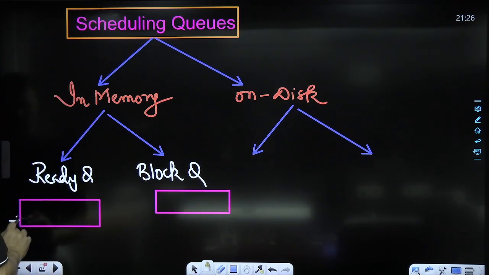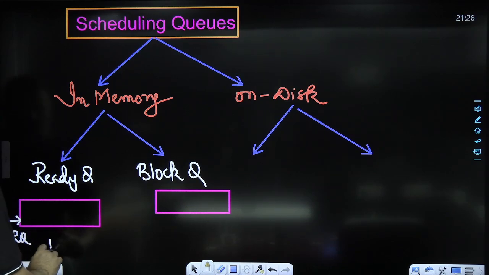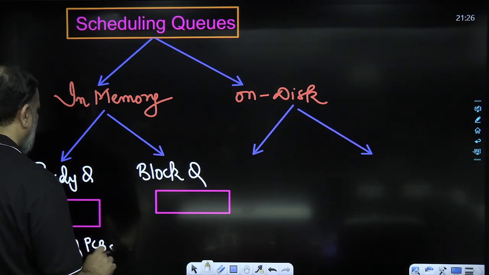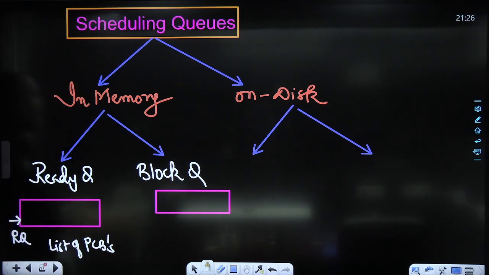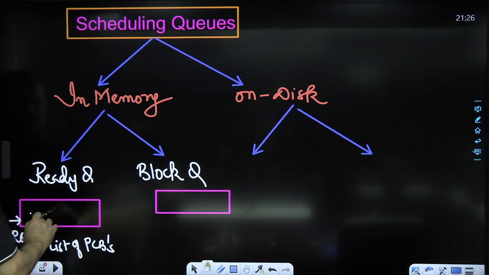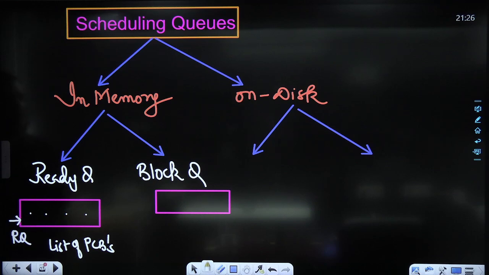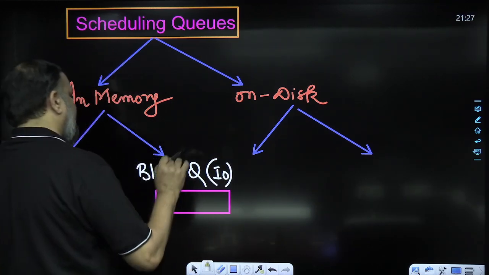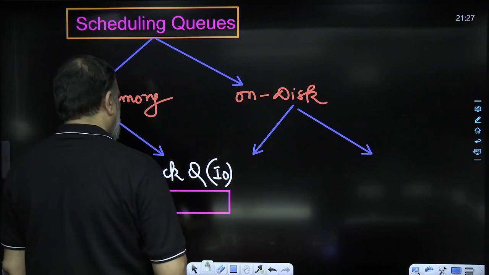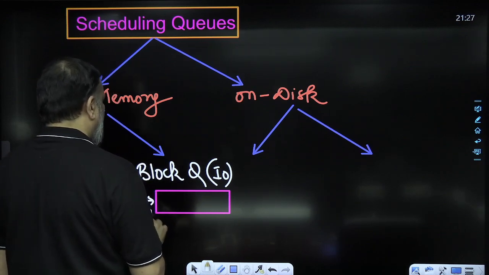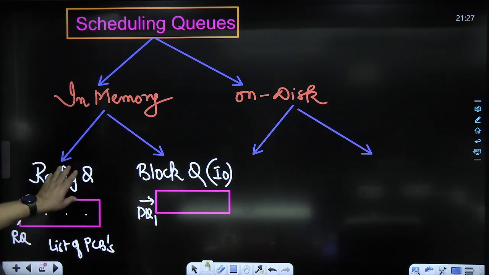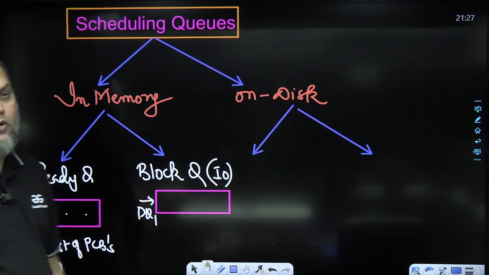This is the ready queue pointer. What is this? It is nothing but a linked list of PCBs, process control blocks, of those processes that are ready to run. I may have the PCB of one process, another process, and so on. Block queue: a process may go for IO operations. For every input output device I may have a queue known as a device queue. This is device Q1, I may have device Q2, and these also contain PCBs of the processes. So the ready queue represents the ready state, and the block queue represents the block state.